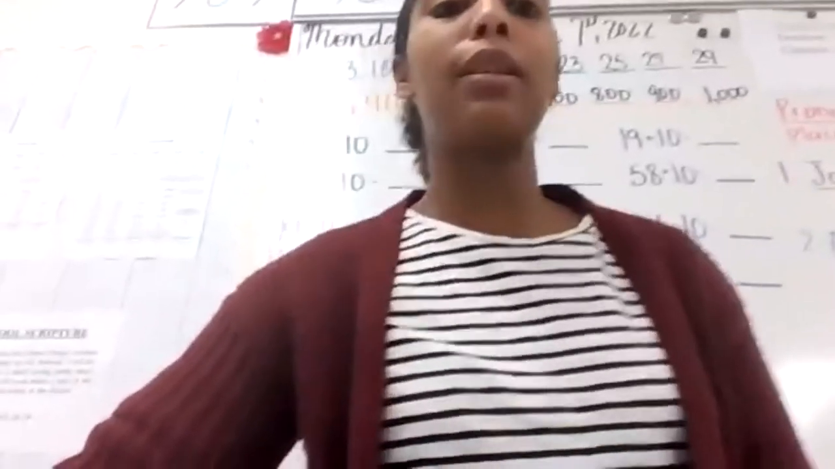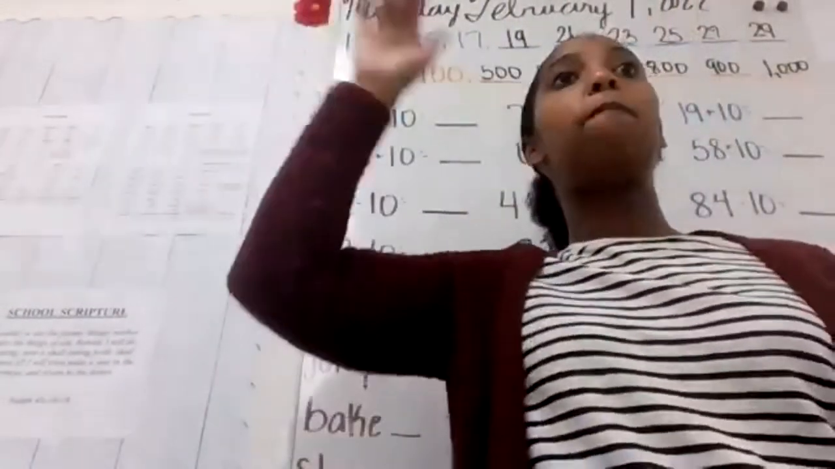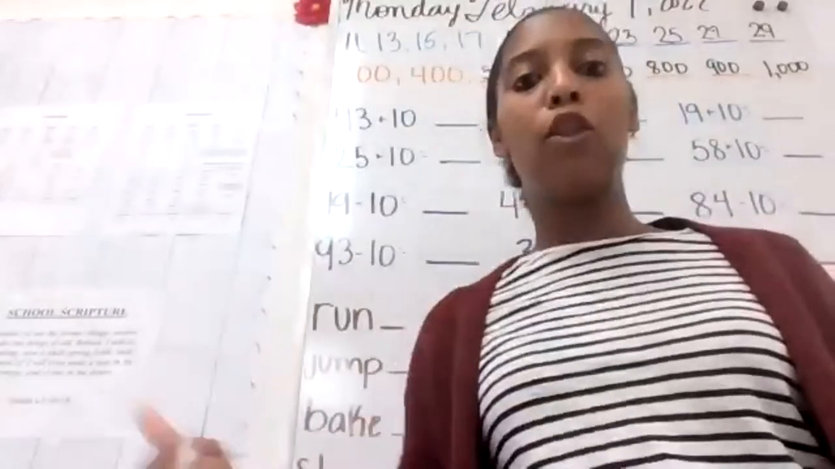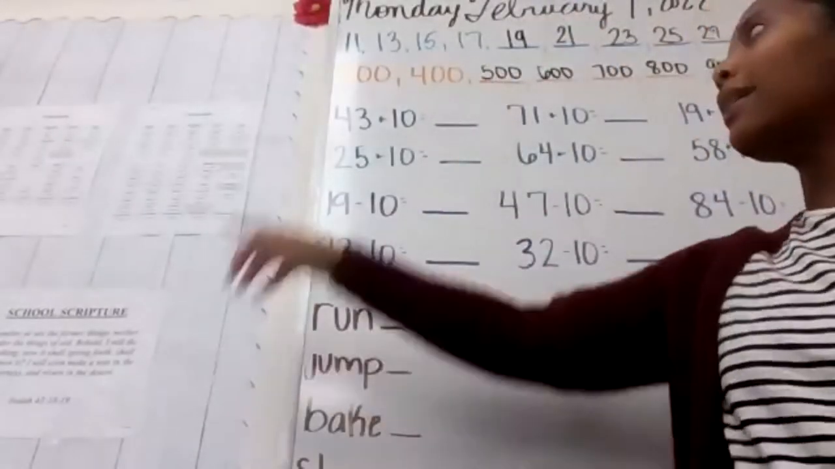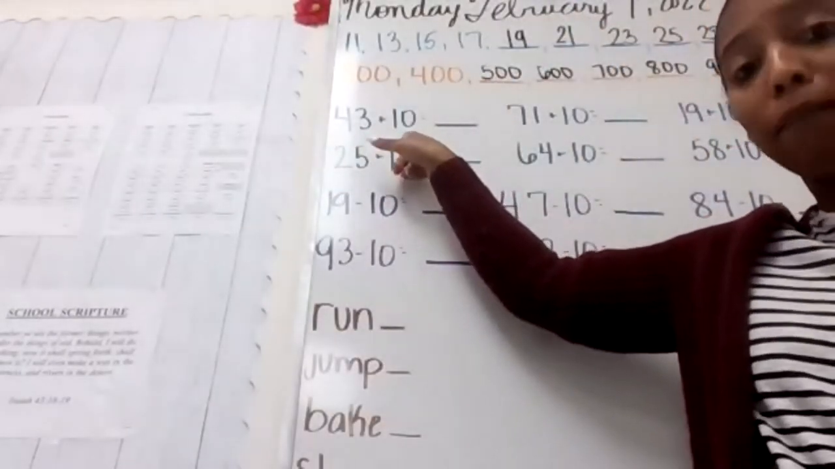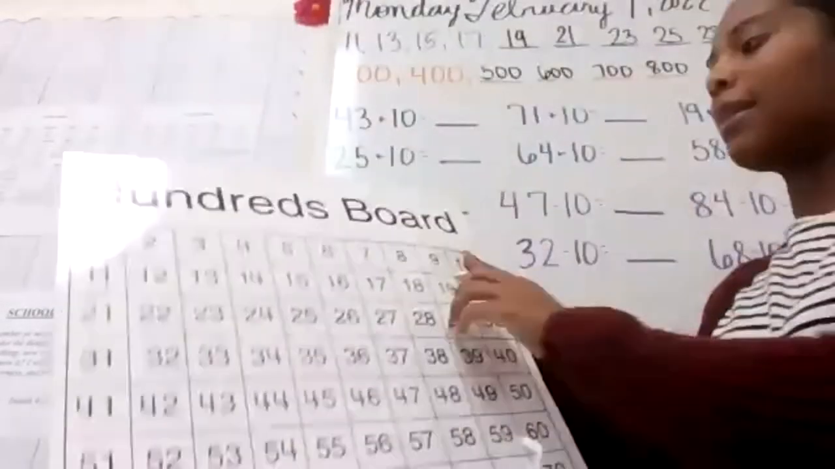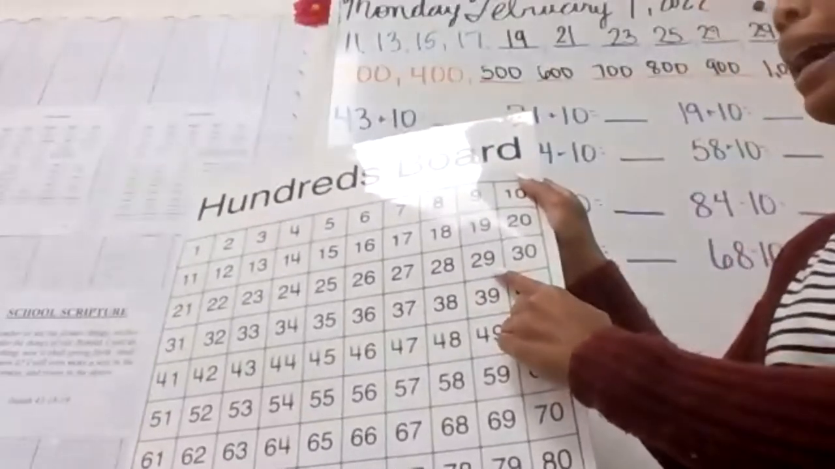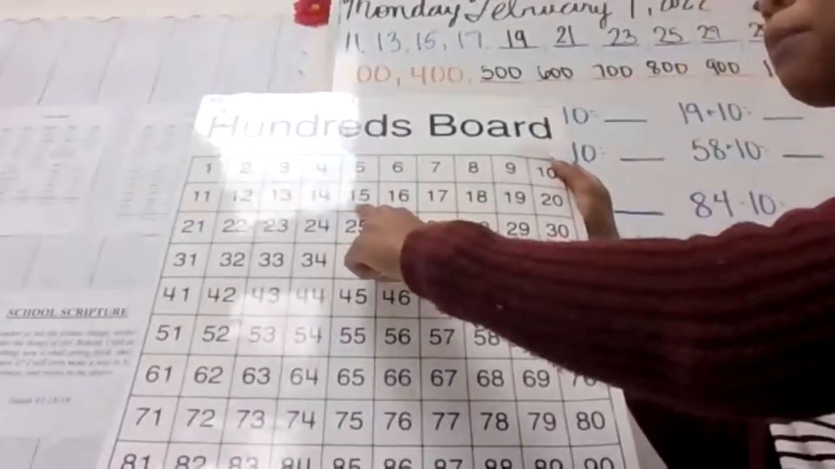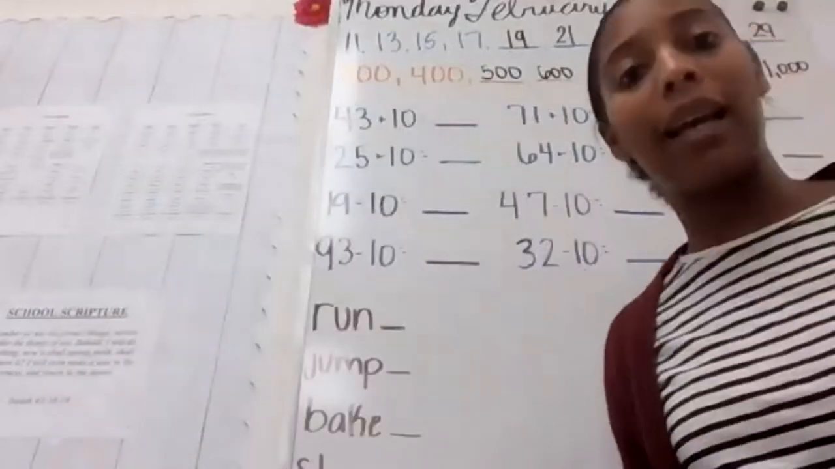Now, if I was to put it as 43 plus 10, it's the same thing, except it's just written in a different way. If I'm asking for 10 more, and then I put plus 10, that's the same thing. 10 more is plus 10. So if I would say, what's 10 more than 19? You would say 29. If I would say, what's 15 plus 10? You would say 25. So it's the same thing.